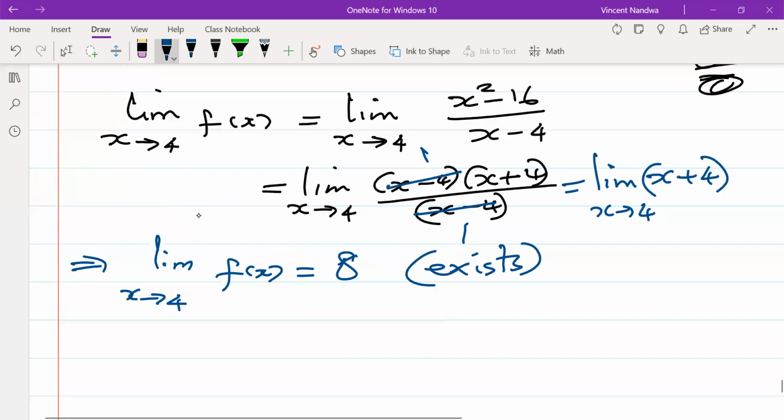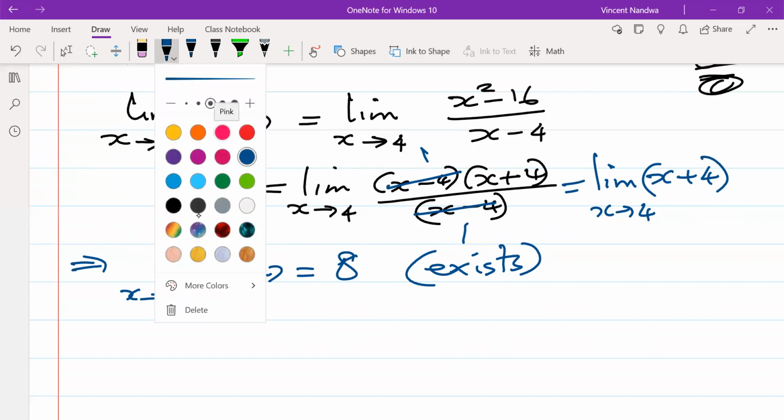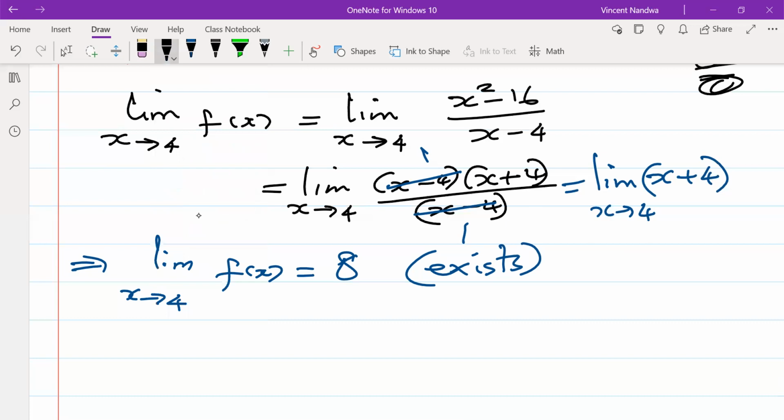Now, is the value of the limit the same as the value of the function at 4? No. The limit is the value that a given function appears to be taking as you move closer and closer to that value of x. So this means that as we get closer and closer to 4, this x squared minus 16 over x minus 4 gives us 8.